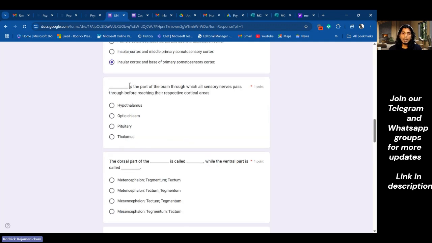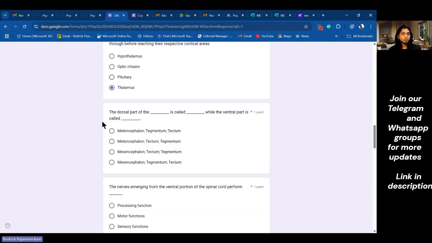All right. So dash is the part of the brain through which all sensory nerves pass. So the thalamus, which is the relay center of the brain, through which all sensory nerves pass and then go to the respective cortical areas, except for the olfactory nerve, or olfactory cortex, which starts at the piriform cortex and then goes to the thalamus. So that is one exception.